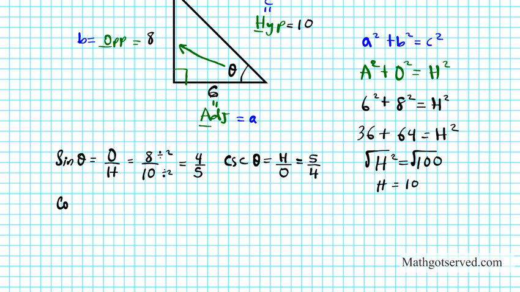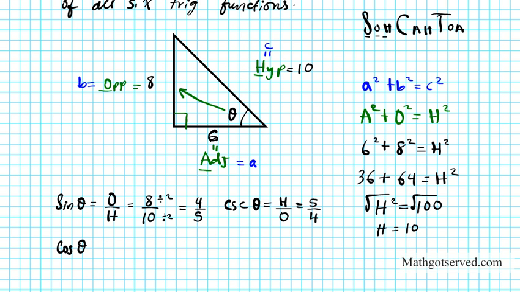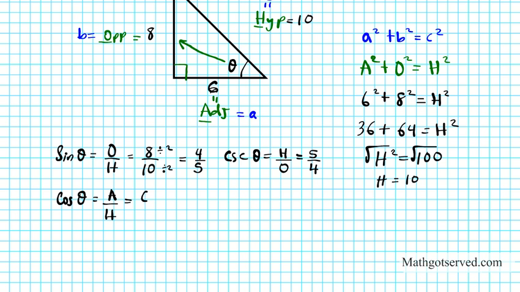Now, cosine. What is cosine theta? From CAH, I know that cosine is adjacent over hypotenuse. So cosine theta, this theta right here, is adjacent divided by hypotenuse. My adjacent is 6 divided by my hypotenuse, which is 10. I can reduce that by dividing numerator and denominator by 2, and that's going to yield 3 over 5 for my cosine. The reciprocal of cosine is secant theta. So to get secant theta, I would reciprocate this ratio to get hypotenuse over adjacent, and that's going to be 5 over 3.